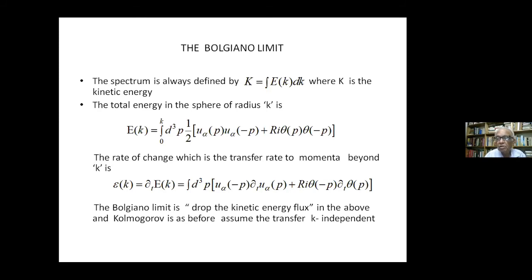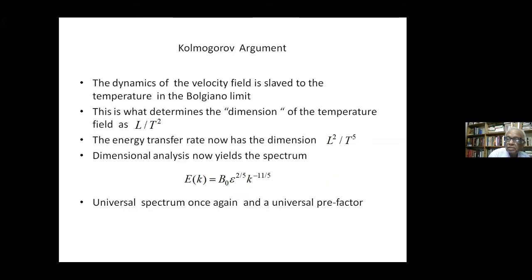The total energy, on the other hand, which is this capital E of the Greek variety, is now this, and you take the derivative, and it is the second term. The Bolgiano limit is: drop the kinetic energy flux and assume as before that the transfer is k independent. The dynamics of the velocity field is consequently slave to the temperature in this Bolgiano limit. The velocity field does not have an independent dynamics. The dynamics is purely in the temperature fluctuation, and the velocity gets tagged to that.